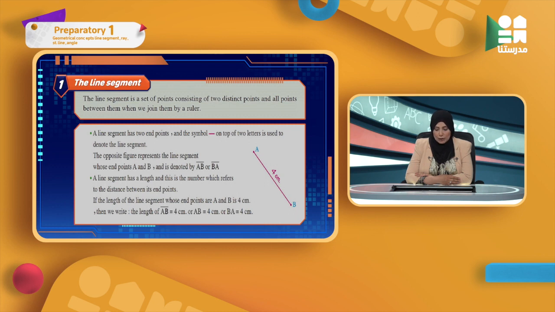The line segment has a length, and this is the number which refers to the distance between its endpoints. So when I say AB equals 4, I mean the length of AB is 4. If the length of the line segment whose endpoints are A and B is 4 centimeters, then we write the length of AB with the dash equals 4 centimeters, or AB without the dash equals 4 centimeters. And by the way, you can switch the order. You can say AB or BA.